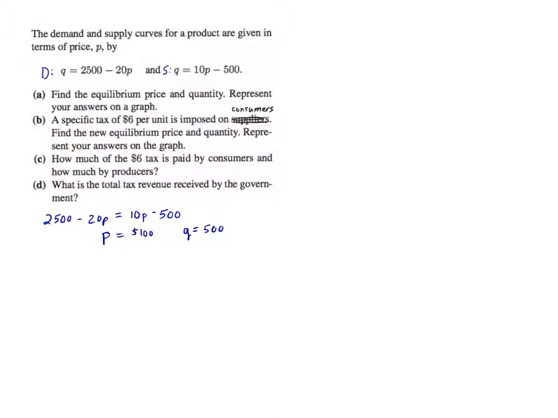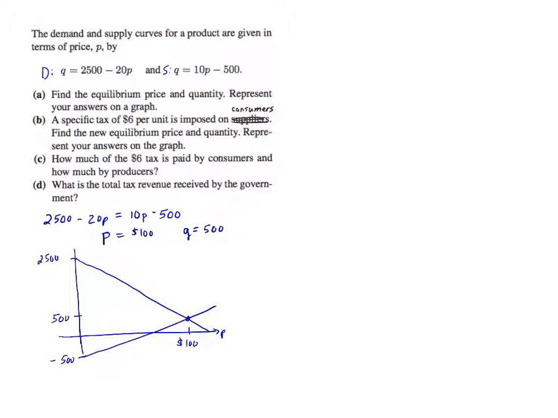And we can depict this in a graph if we were to graph the demand and the supply curve. The demand curve looks something like this, with an intercept here of 2,500. And the supply curve will look something like this, with an intercept down here of negative 500. If we label the point of intersection, this would be the point at $100 along the price axis, and a quantity of roughly 500 units along the Q-axis.